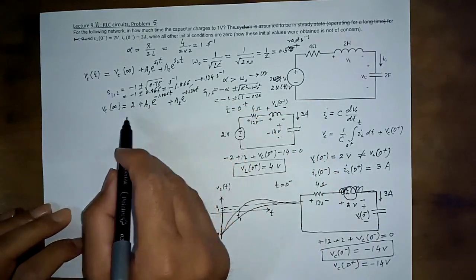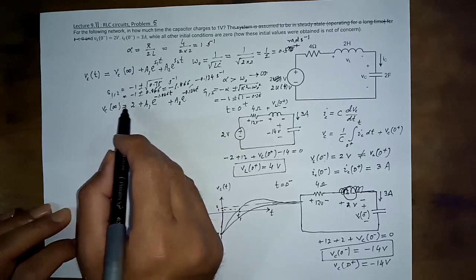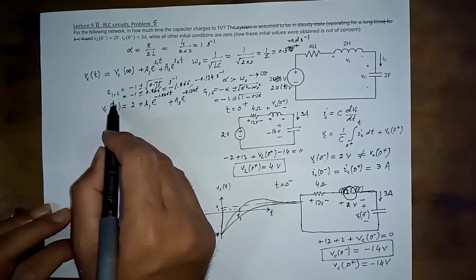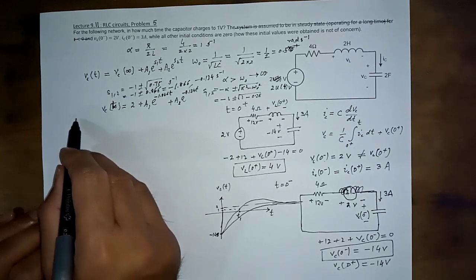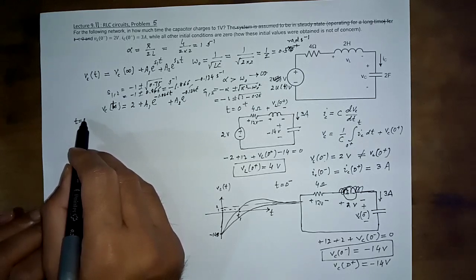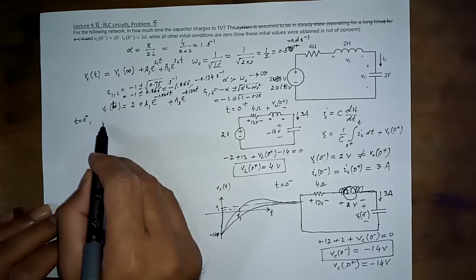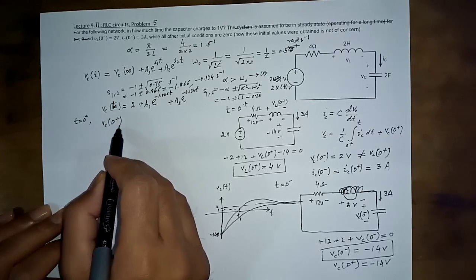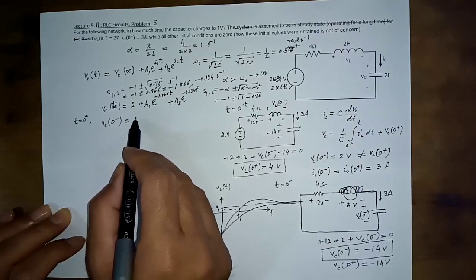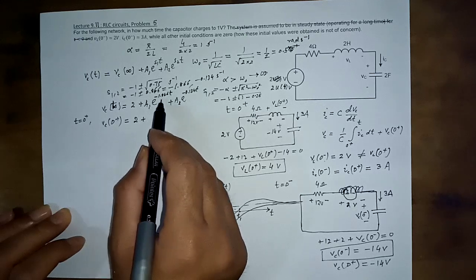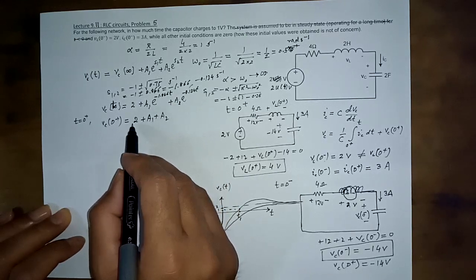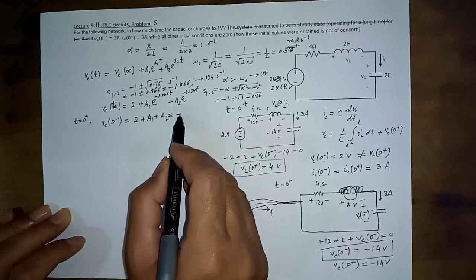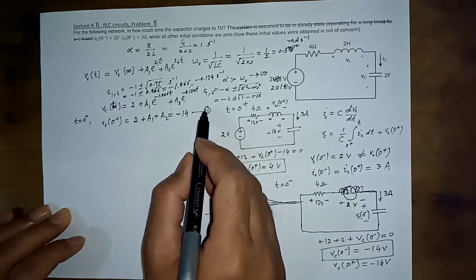Okay, so this is the expression. Sorry, this is VC, the expression was for VC(t). Now we need to find the constants A1 and A2. So VC at 0 plus, that we already know is minus 14, is equal to 2 plus, directly putting t equal to 0, A1 plus A2. So 2 plus A1 plus A2 is equal to minus 14 is one equation.